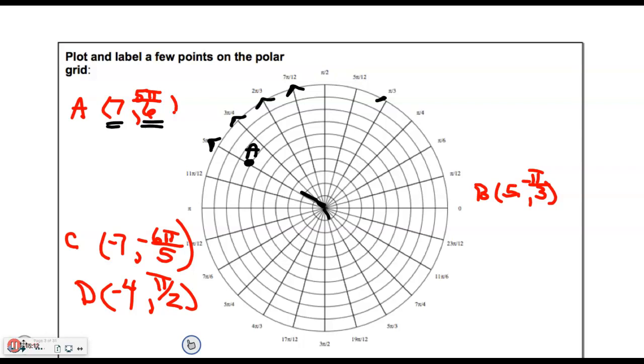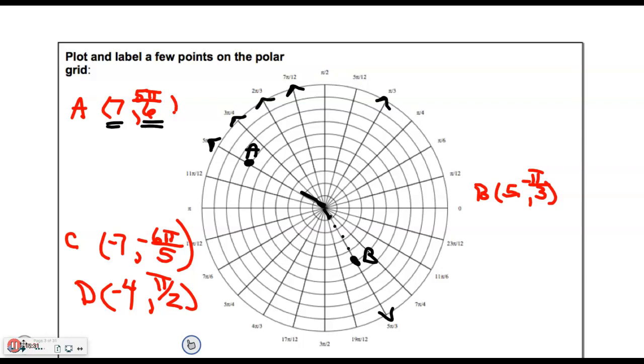So here's pi thirds heading this way. My negative pi thirds is this guy. I need to walk towards the arrow. So 5 this way. 1, 2, 3, 4, 5. Label that with a B. How'd we do on that one?